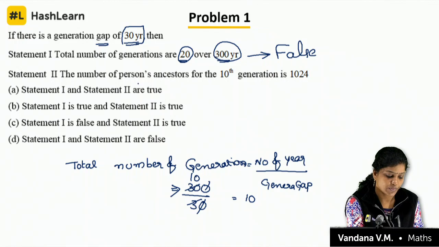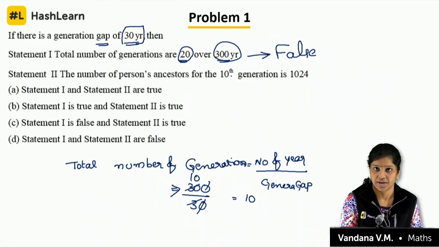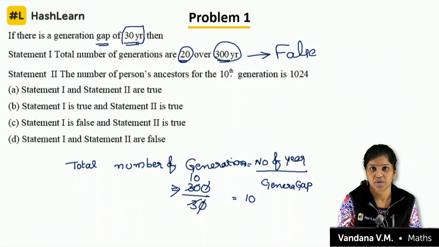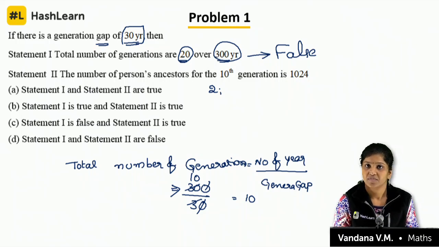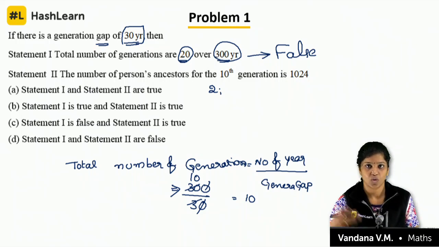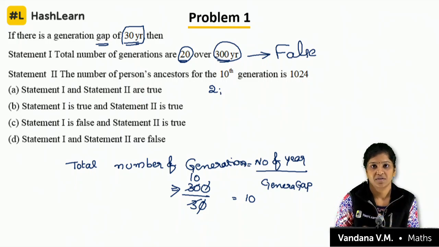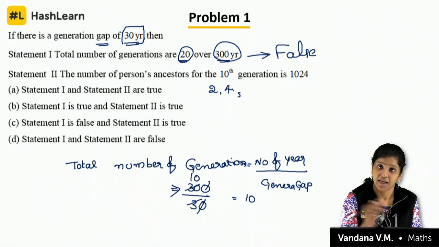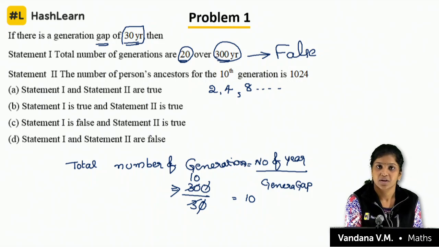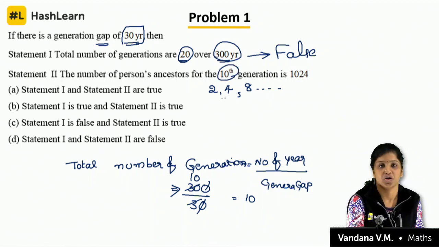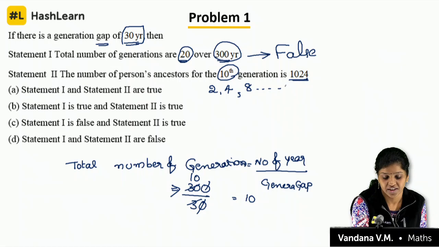Next, the number of ancestors for the 10th generation. Ancestors, you know, right? For the first person, we have 2 people, the parents. For the next generation, for my kids, they will have both sides, grandmother and grandfather. So it is 4. From the next generation, we will have 8. So it will go like this. If you sit and do it, for the 10th generation we will get 1024.